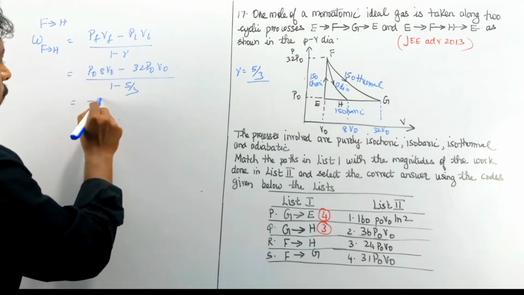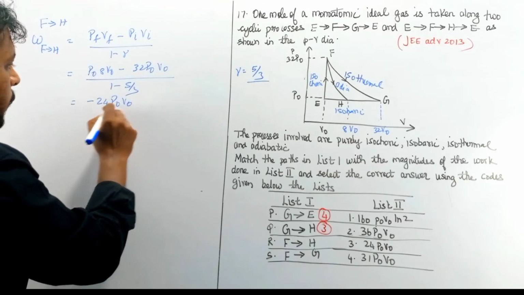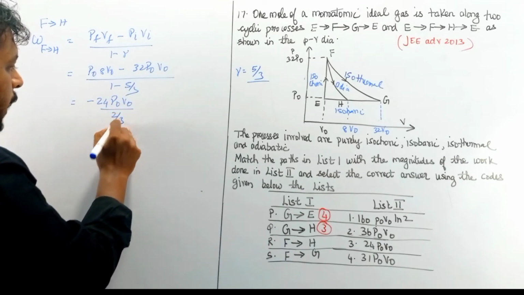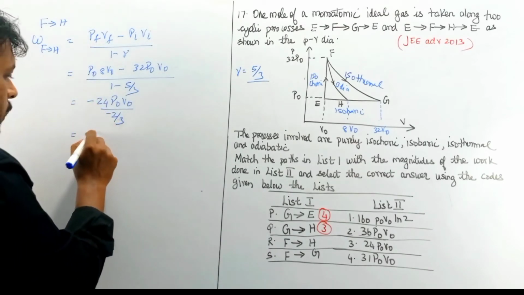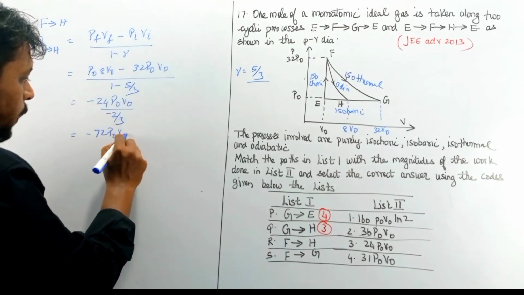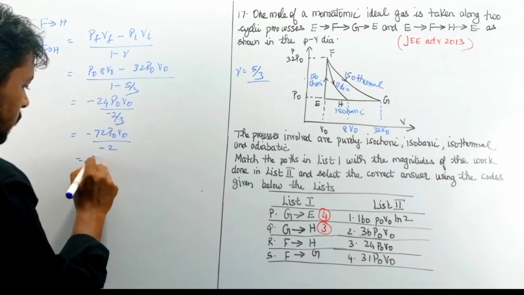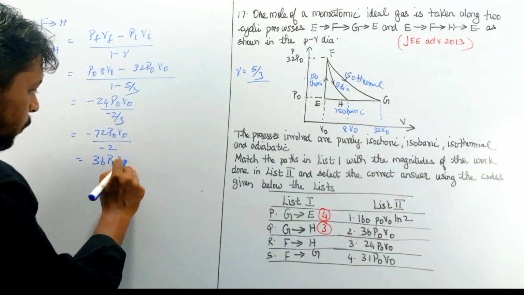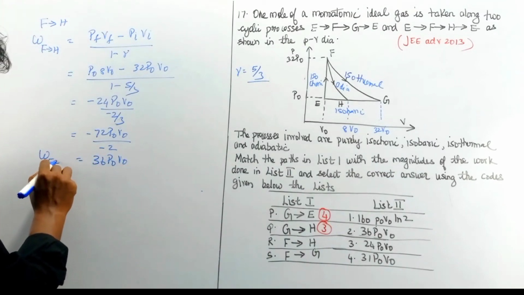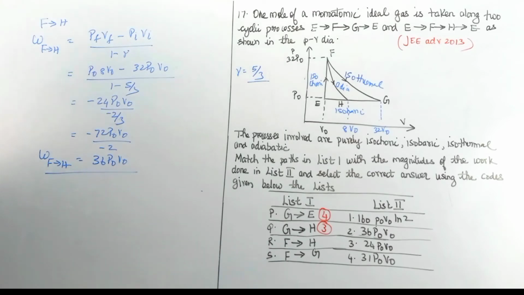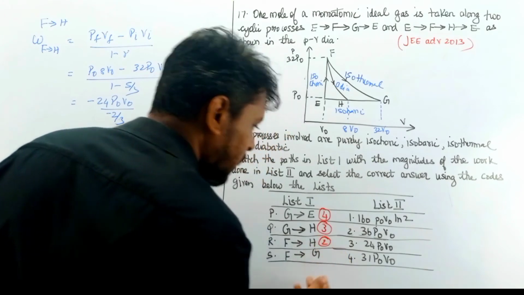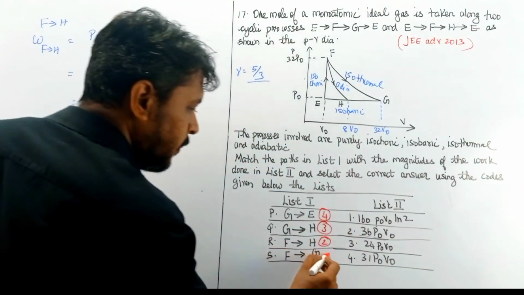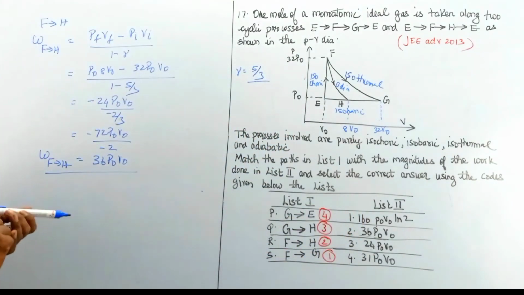This above will be minus 24 P0 V0 divided by minus 2 by 3. So when 3 goes upwards, it is minus 72 P0 V0 by minus 2, which is nothing but 36 P0 V0. So work done through F to H will give you 36 P0 V0. So option 2 here. So the remaining is nothing but 1, but we will check whether we are getting this answer or not. Okay. So make a note of it.